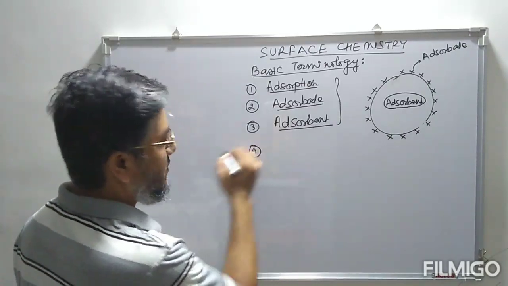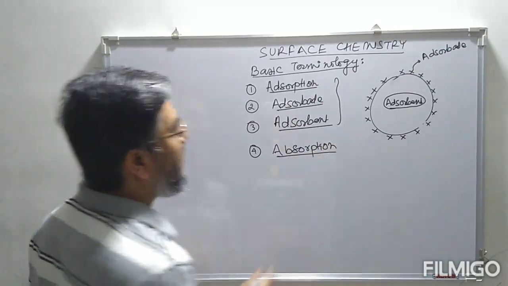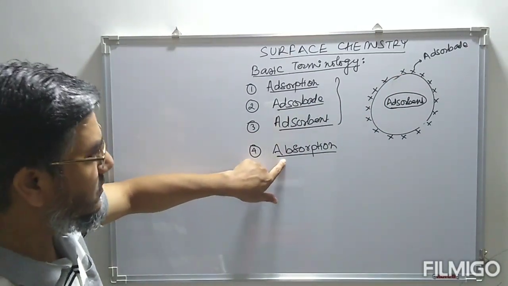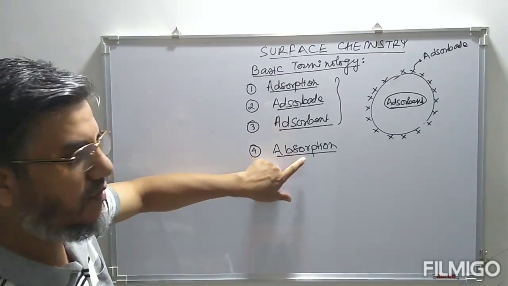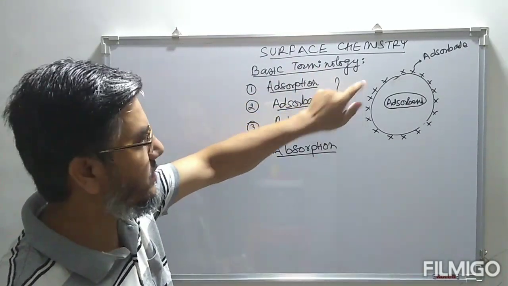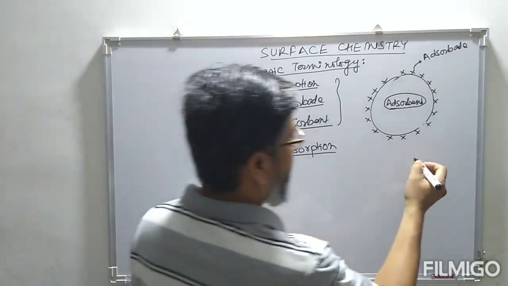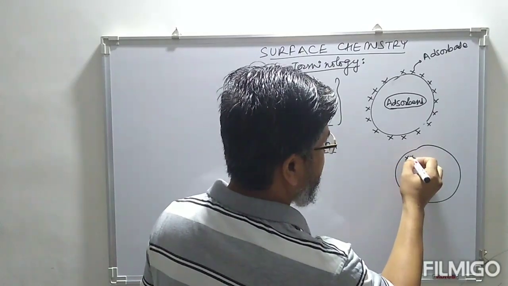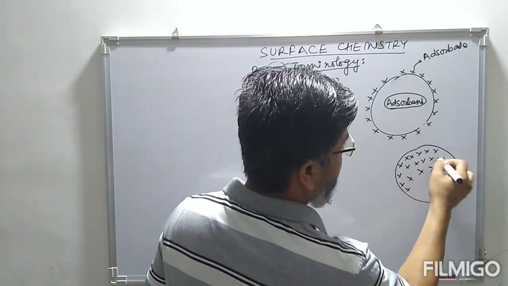Then we have a term absorption. Adsorption is retention of molecules only at the surface, whereas in absorption, molecules are uniformly distributed throughout the bulk of the substance. So during adsorption, molecules are present only at the surface of the adsorbent, whereas in absorption, molecules are uniformly present inside the bulk. That means we have a substance, and inside the bulk of this substance, these molecules are uniformly distributed. This process is what we call absorption.